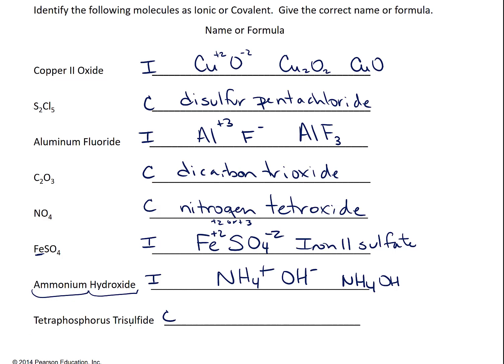Tetraphosphorus trisulfide. This is a covalent molecule, so tetraphosphorus tells me that I have 4 phosphoruses, and trisulfide means that I have 3 sulfurs. So I hope that helps in terms of the naming. It's really just a matter of first determining, do I have ionic or do I have covalent? And then whether you need to know formulas or if you need to know names for them.